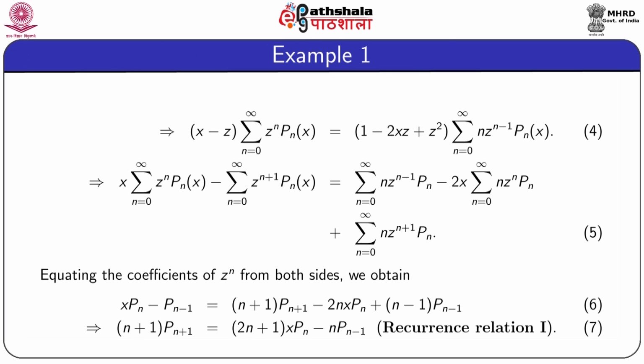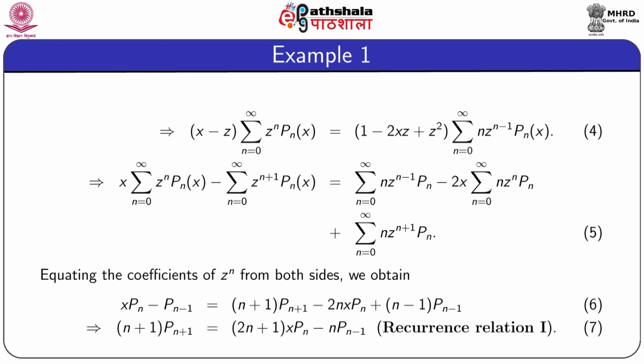If we expand it, we will get equation number 5, which is nothing but multiplying each term of equation 4 by the respective summations. Then we equate the coefficient of z to the power n from both sides, and if you do that, you will see here the coefficient is P_n(x), here the coefficient is P_(n-1), here the coefficient is P_(n+1), here again P_n, and here again P_(n-1).